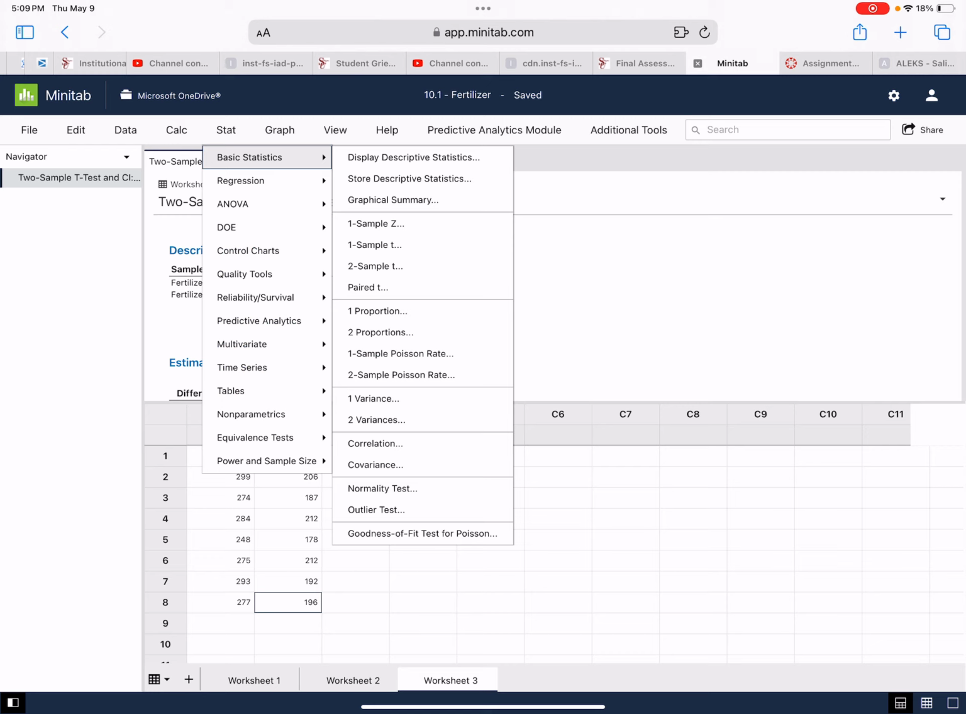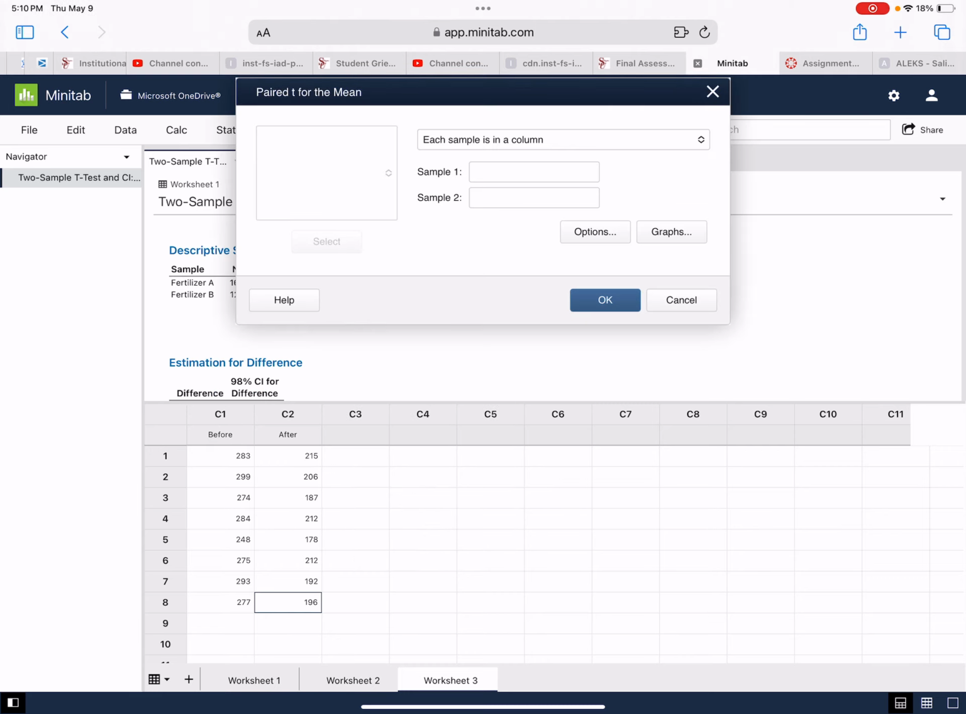in each case, there are only 8 patients. But each patient has a before and after. Each patient has a pair of data points. We click paired t. Make sure to do that. You might get the confidence interval wrong if you don't.